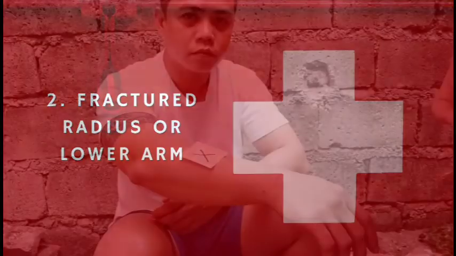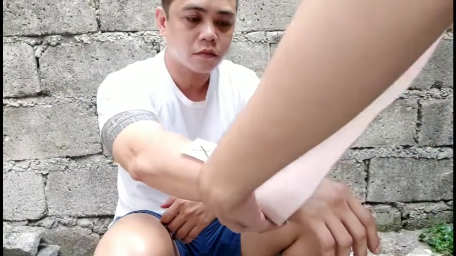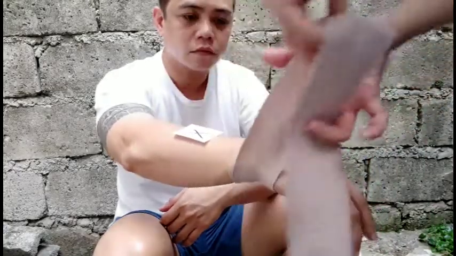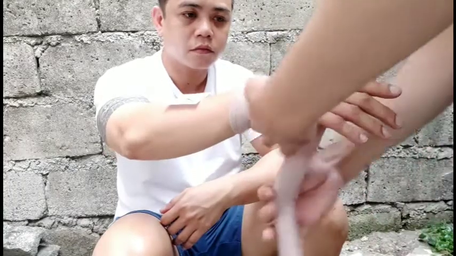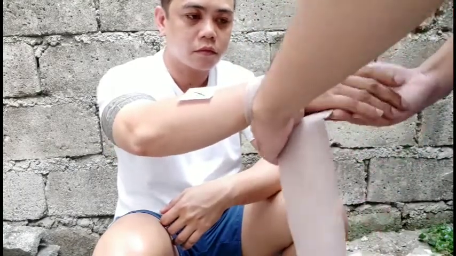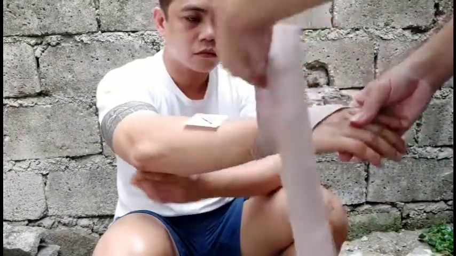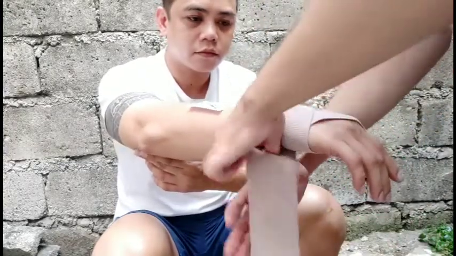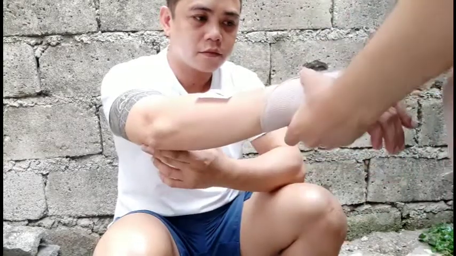Second is the fractured radius or lower arm. First, perform circular bandaging from the wrist to the hand. Next, wind the bandage in spiral turns towards the elbow. Make sure the entire forearm is covered with a bandage. After this, make sure the bandage is firm and not excessively tight.